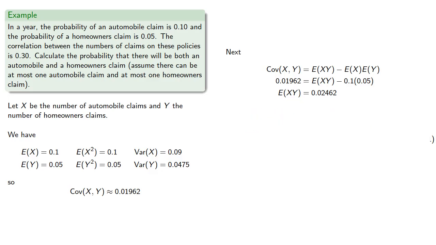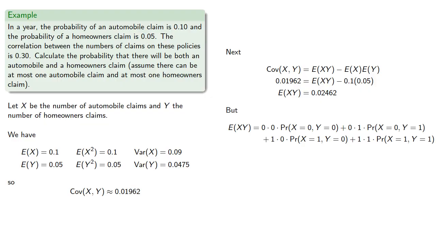But the expected value of the product is the sum of the products of the payoffs and the probabilities. And all of these terms, except for the last, are 0, because except for that last one, they all include a factor of 0. And so the expected value of the product is going to be the same as the probability that x is 1 and y is 1. And we know that expected value.